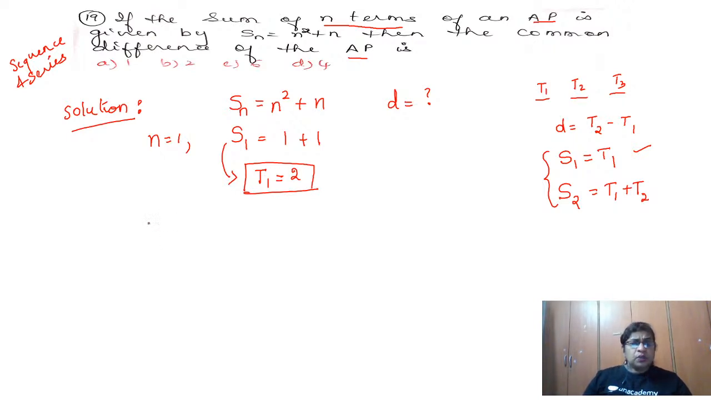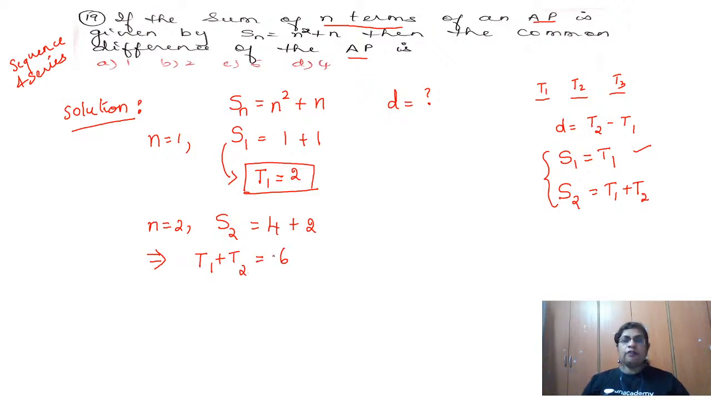Now substitute n is equal to 2 in the Sn equation. What is it that you're going to get? S2 is nothing but n square, so that is 2 square. How much is 2 square? 2 square is 4, plus here you are getting 2, that is n is equal to 2. But who is this S2? S2 is nothing but T1 plus T2. So this implies T1 plus T2 is equal to 6.